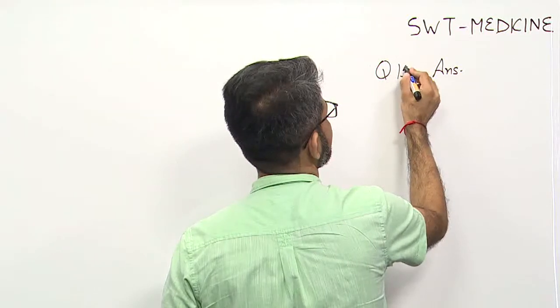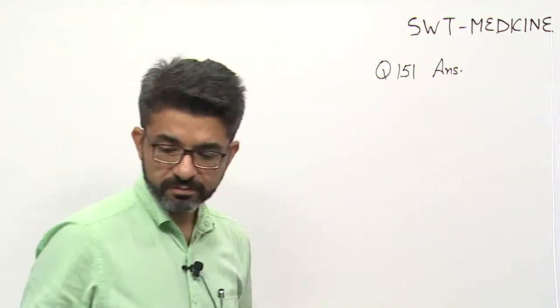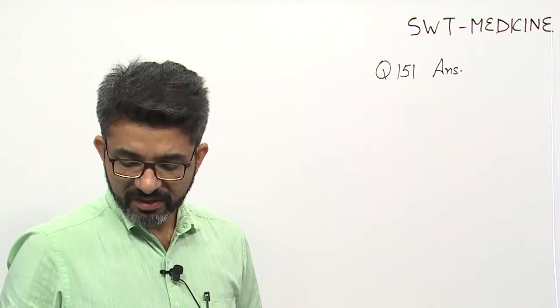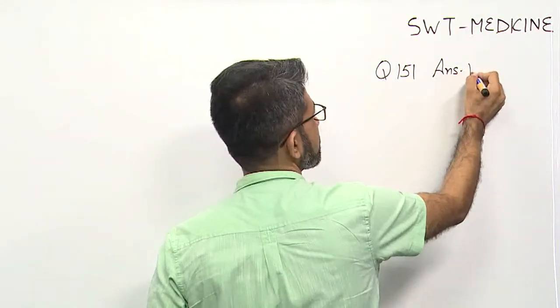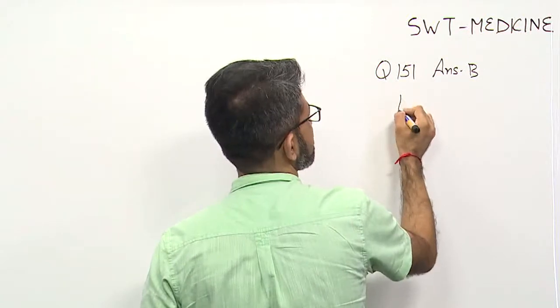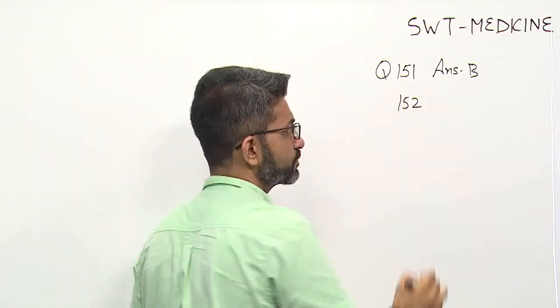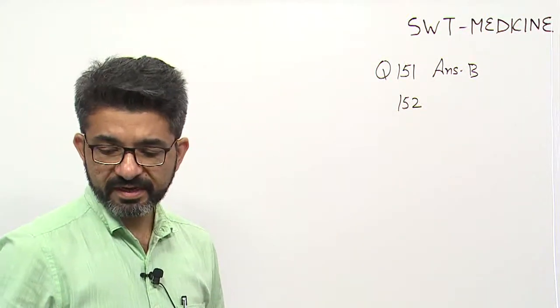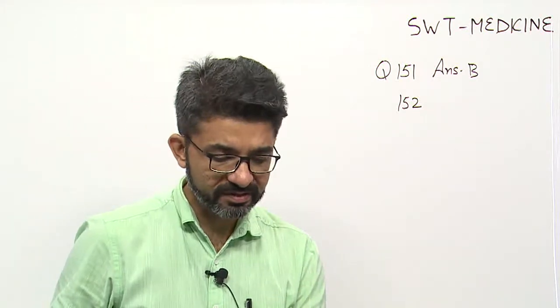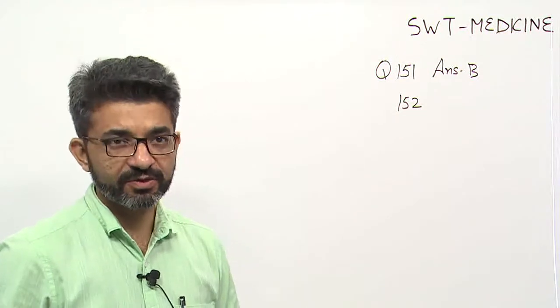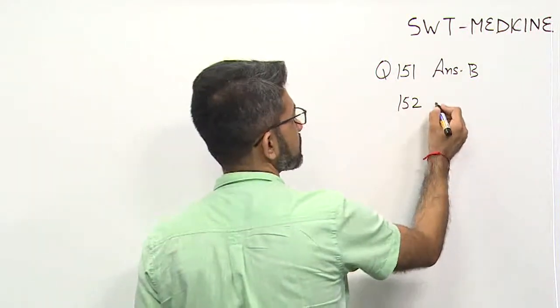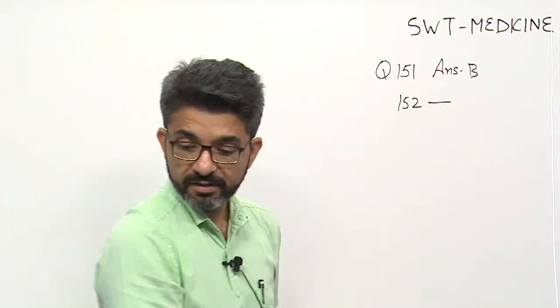Question number 151. Mitra clip is used in the treatment of which condition? Very simple. Answer is B. Question number 152. Gallavardin sign. It's a very important sign, Gallavardin sign. It's a sign seen in aortic stenosis. So answer is A.